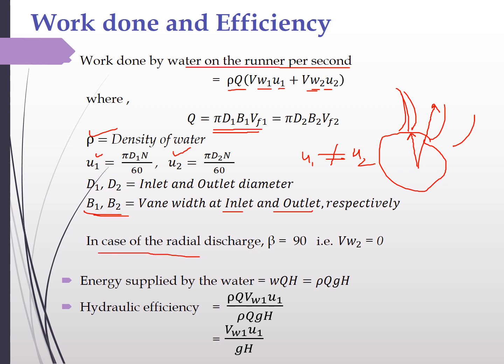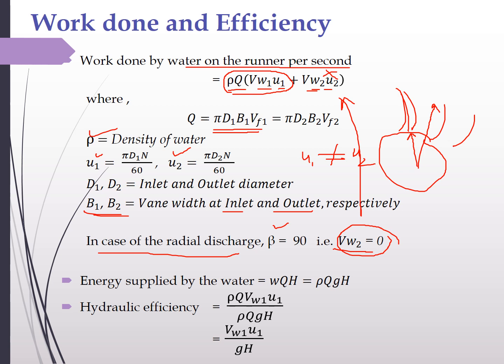In case of radial discharge, I have told you beta will be equal to 90 degrees, VW2 will be equal to 0. So if we put VW2 equal to 0 in the above formula, we will get that this component will be 0. We will only get that output is equal to rho Q into VW1 into U1. This is the work which has been done by the water on the runner. So this is the output energy.